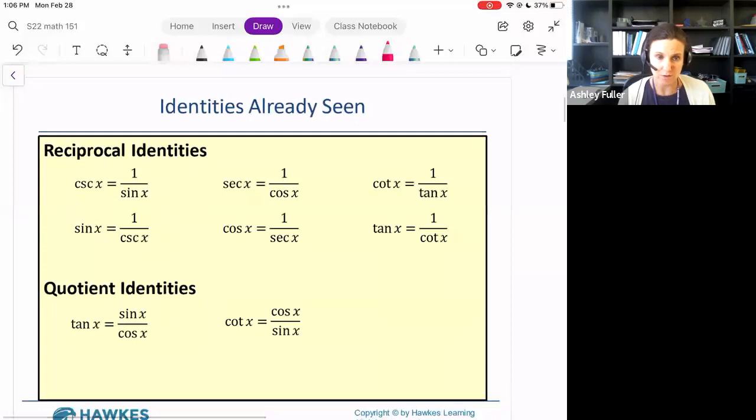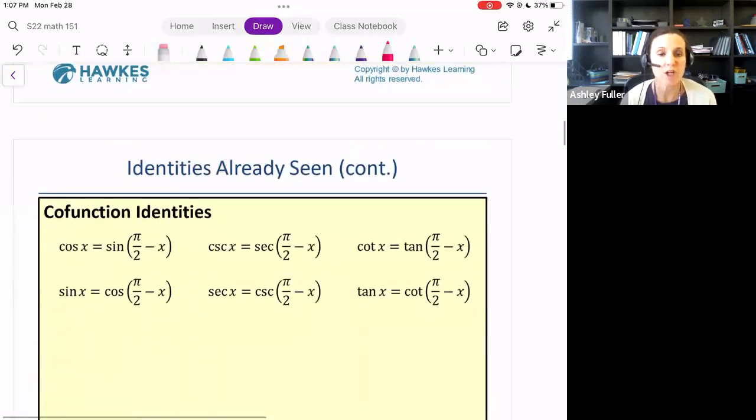These are just review. Remember, we've already looked at reciprocal identities. These are definitions. You know that 1 over the sine is always the cosecant, 1 over the tangent is always the cotangent, and then our quotient identities, tangent is sine over cosine, and so forth. These are your co-function identities. Again, we've already seen these. Some common ones that are going to pop up throughout the next couple of sections.